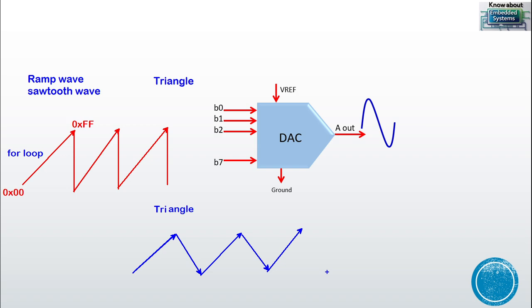It's very easy. We just have to use one for loop for a ramp wave and one more for loop for triangle waveform generation using DAC. I hope this logic is clear to all. So let us go back to the code and develop it, and we will check the output in the debug window. Let's go back to software.